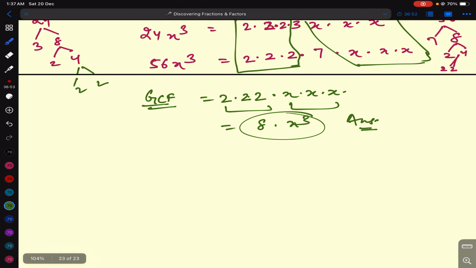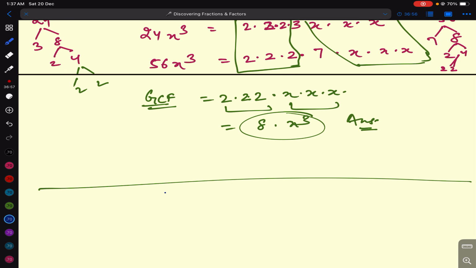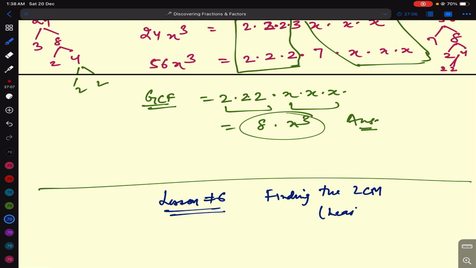Okay, let's cover the last and the final lesson of this chapter, which is lesson number 6, and that is finding the least common multiple. So this is your final lesson of chapter number 3.